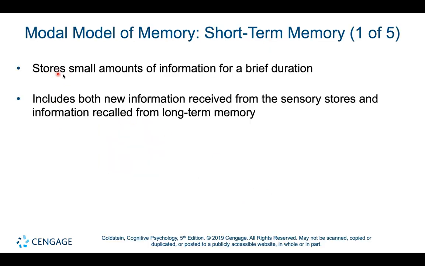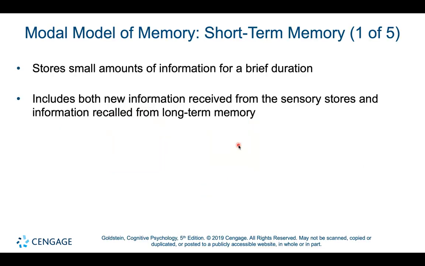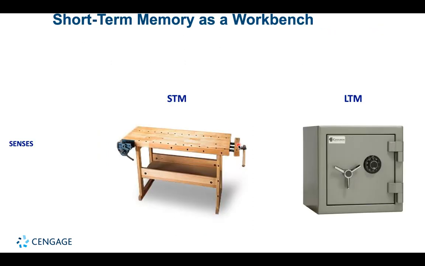Short-term memory stores small amounts of information, 5-ish to 7, some people are better, up to maybe 9 pieces of information for a brief amount of time, 15 to 20 seconds. This can include both new information, coming from our senses via attention, and old information coming from long-term memory through retrieval. So I think about short-term memory as a workbench, and I think about long-term memory as a storehouse, a safe.